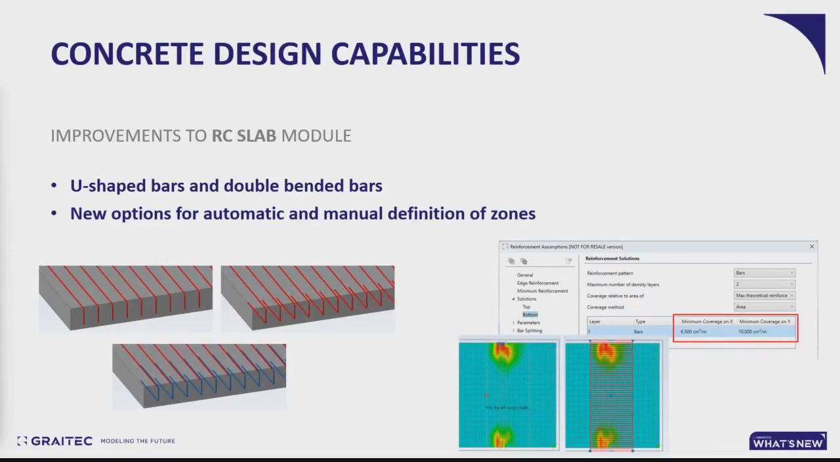And another novelty, a second point, are two new possibilities for generating automatically or manually reinforcement zones. For automatic generation, we can define the minimum reinforcement area for a layer, which makes it easier to control the process of automatic selection of zones. And for manual definition, we can now use two additional methods for graphically defining zones by using 2 points or by using a line. So there are two new methods for faster and easier defining zones.